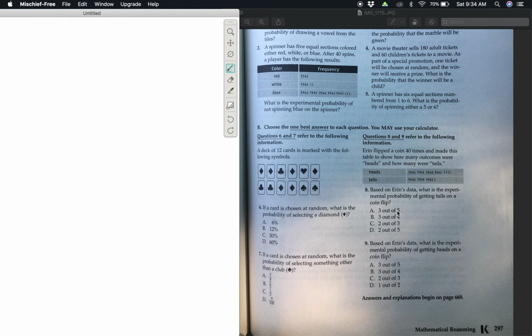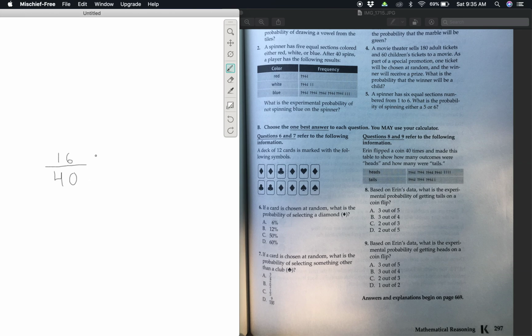Okay, now number 8. Well, let's read this first. Questions 8 and 9 are based on this table here. Aaron flipped a coin 40 times and made this table to show how many outcomes were heads and how many outcomes were tails. Based on Aaron's data, what is the experimental probability of getting tails on a coin flip? So, 40 flips. And it landed on tails 16 times, okay?